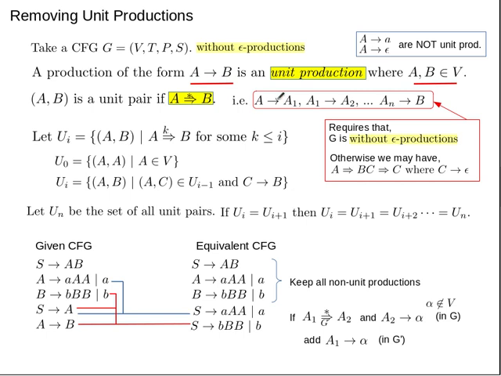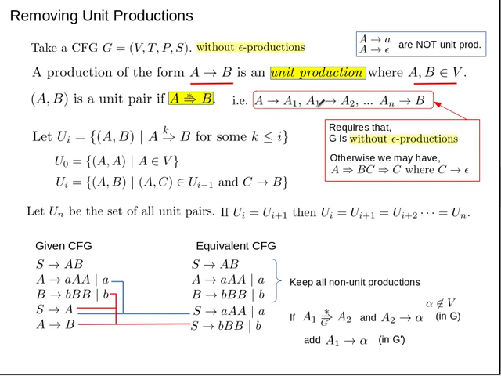But the question is, I said that if I have a chain of unit productions, then it obviously means that A derives B. Now, is the converse true? If A derives B, so one variable is just being transformed into another variable, can I say that it always happens via a chain of unit productions? Here we require that the grammar should be without epsilon production, because otherwise we cannot guarantee this.